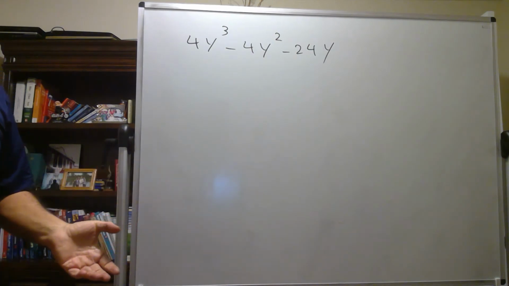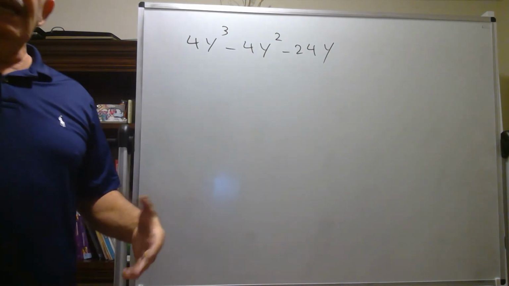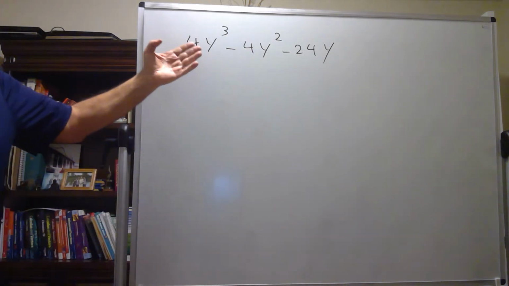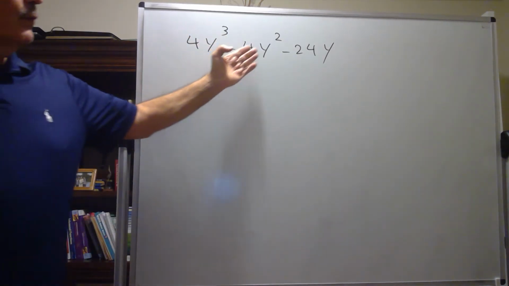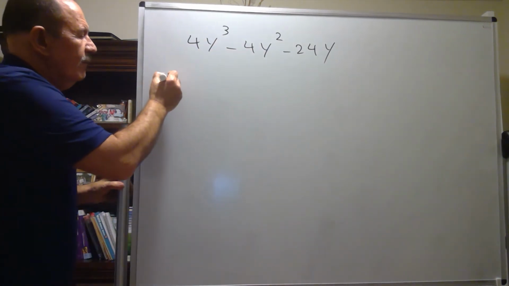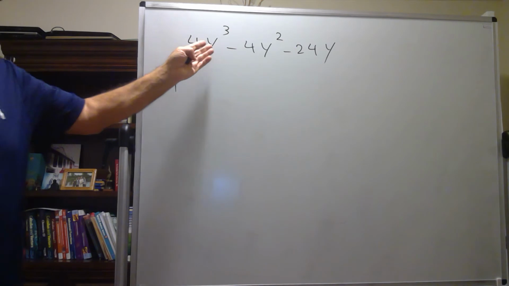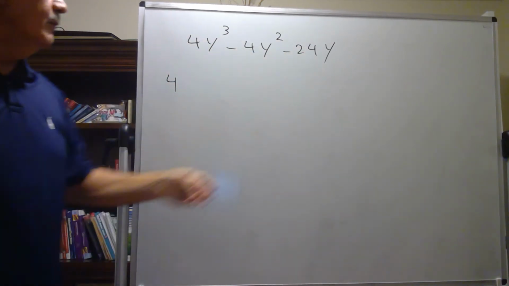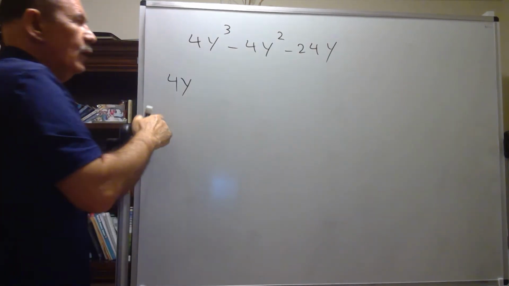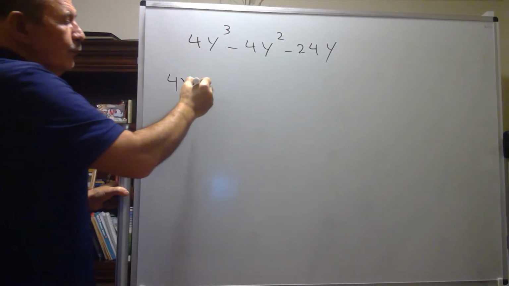What was the general format? X squared plus bx plus c. But if you look at this one, 4, 4, 24, between these numbers we can factor out 4. And we have y, y, y, so we can factor out y, the lowest exponent. It means we can factor out 4y.